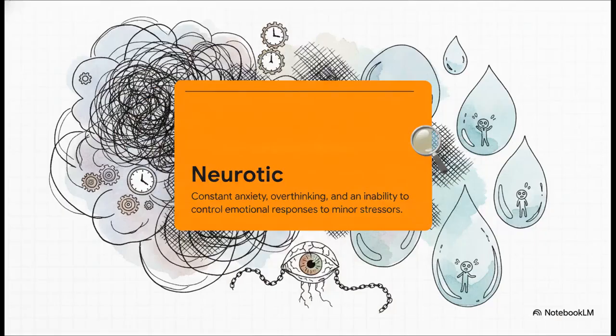Basically, a neurotic personality is someone whose baseline is just constant anxiety. These are the folks who tend to hit the panic button over really small issues. They'll overthink a situation without any logical reason, and they basically live in a state of regret, just replaying past mistakes on an endless loop. They just struggle deeply to regulate their emotional responses to normal, everyday stress.